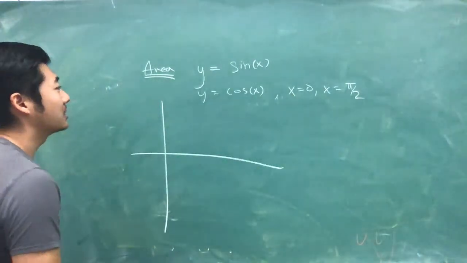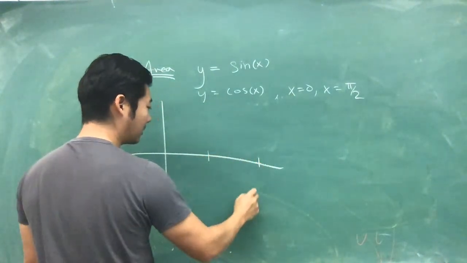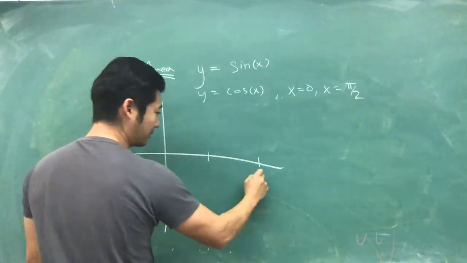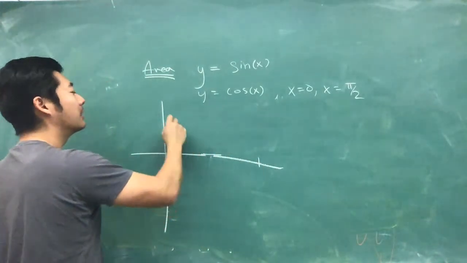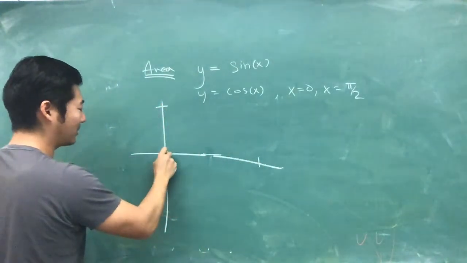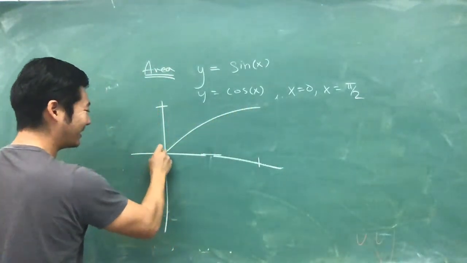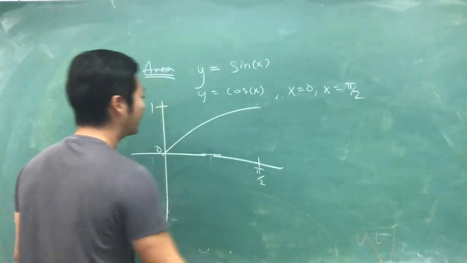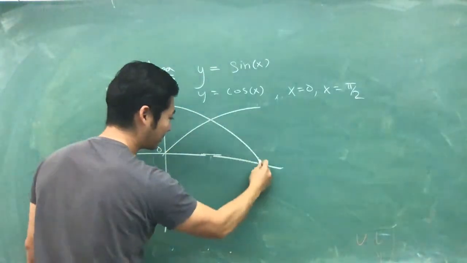First let's sketch these 2 functions, but only up to pi over 2. So let's see. Sine starts at 0 and goes out to 1 at pi over 2. And then cosine starts at 1 and lands at 0.